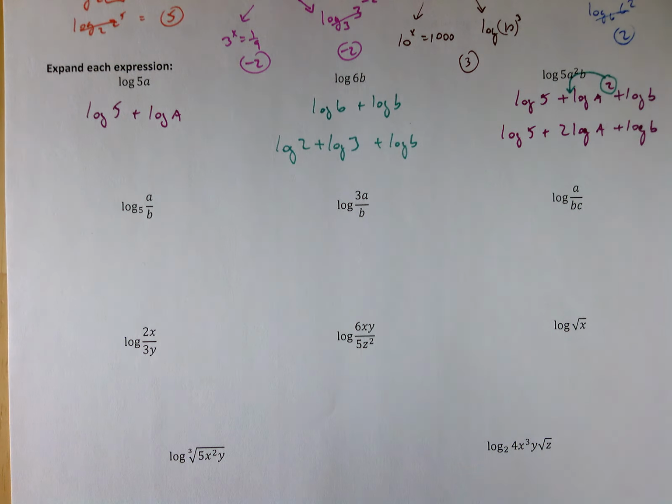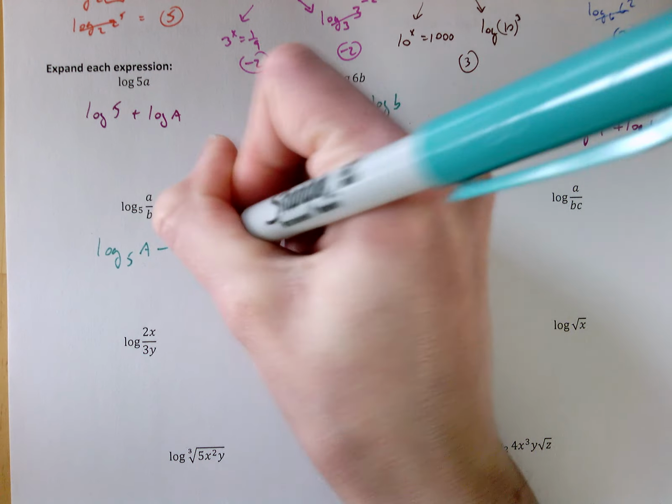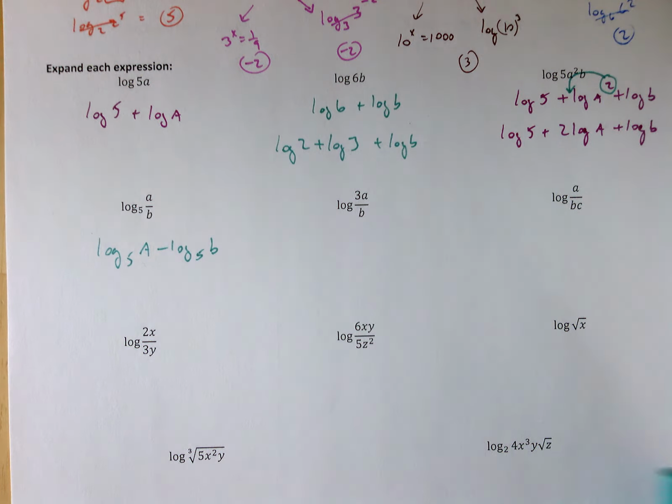All right, this guy here, this is a division problem, so I can rewrite this as log base 5 of a minus log base 5 of b. Okay, make sure that you're copying over those base numbers. They should stay the same.